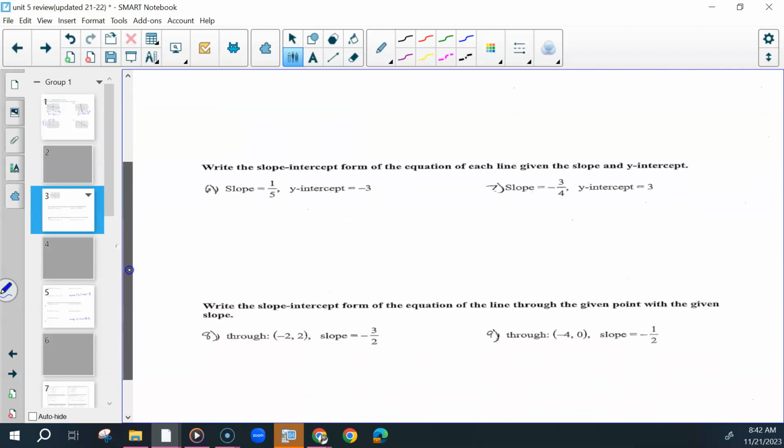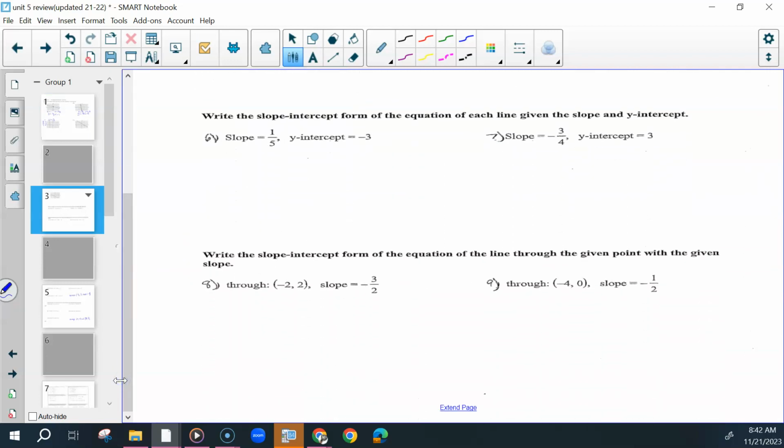Alright, let's start with 6 through 9. Any questions on those? Okay. You're not going to do 6 and 7. You can do 9. Okay, for 6, you are given the slope, you are given the y-intercept. Put them together in your y equals mx plus b. That is all it's asking.